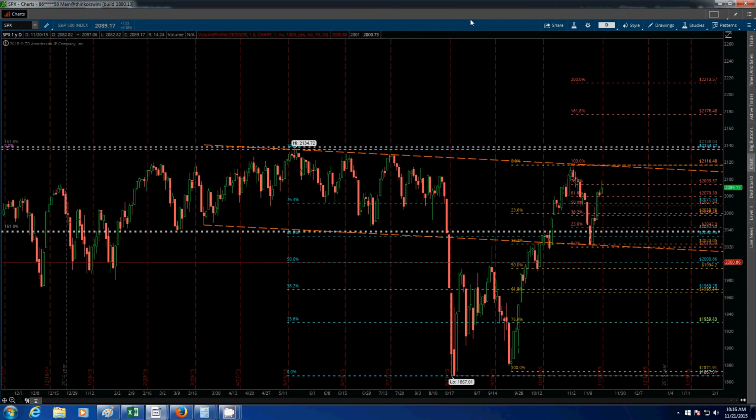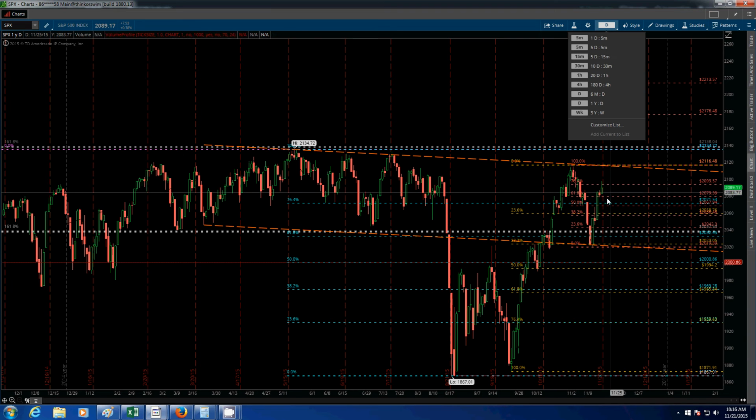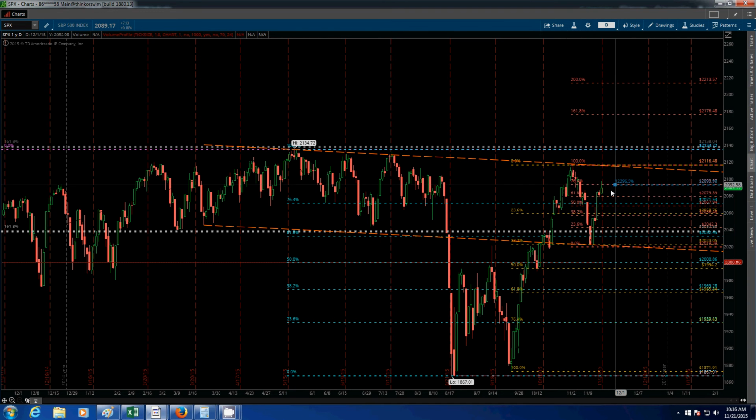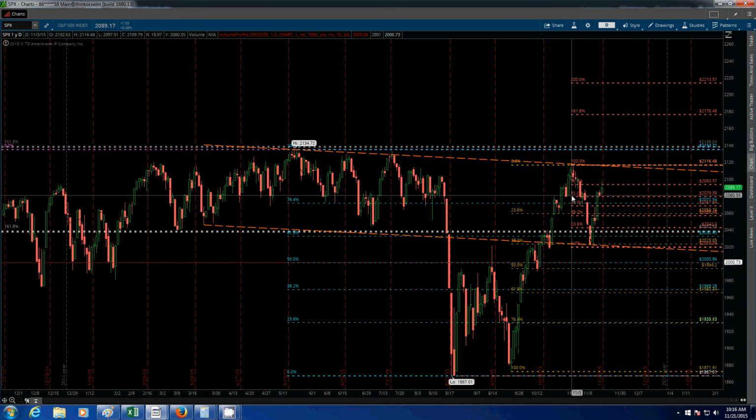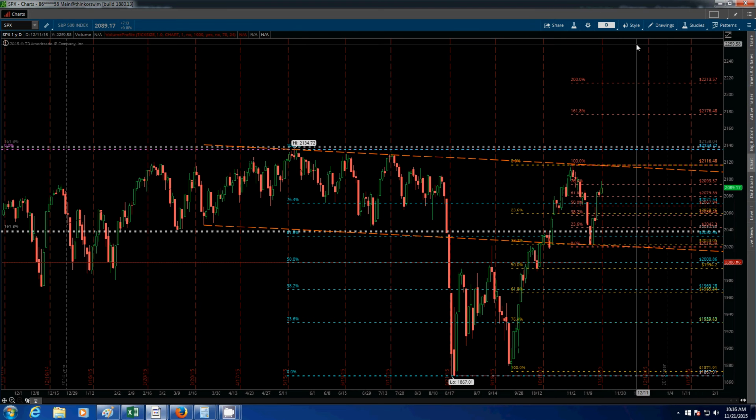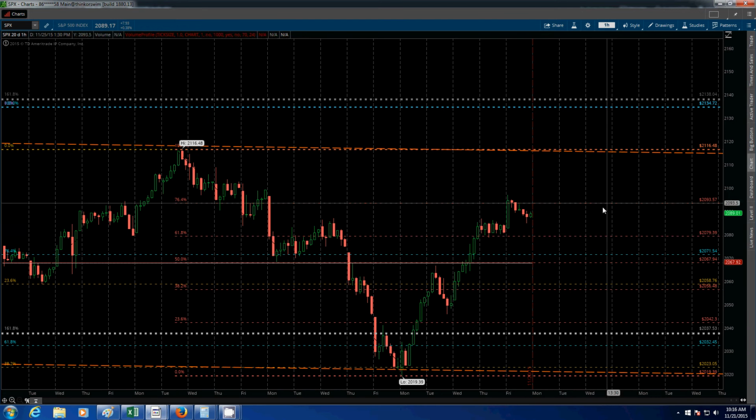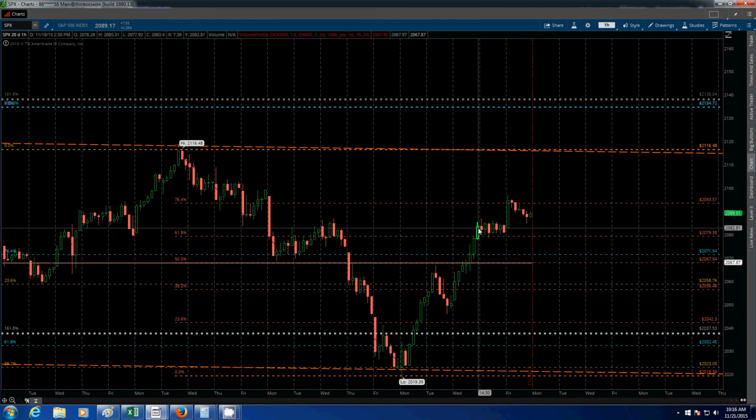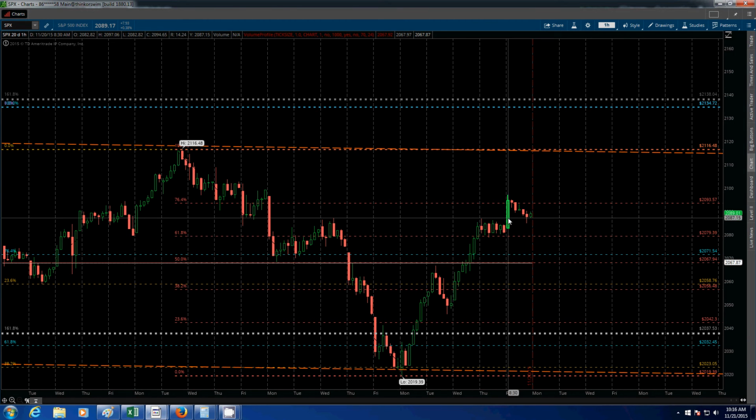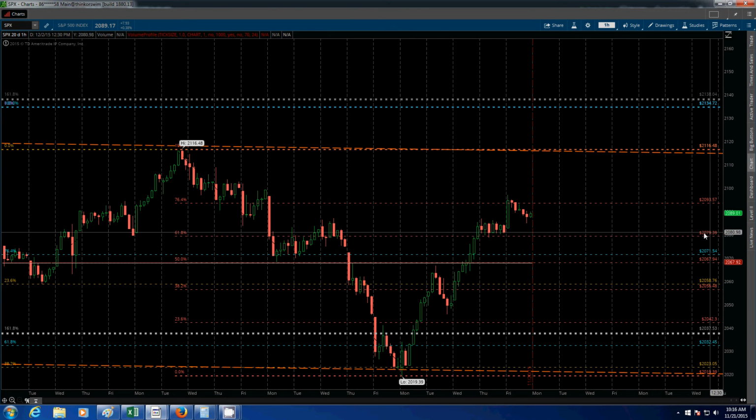What's really important to remember here is that we want to spend time and we want to kind of stall over these important numbers. The 61.8 is 2079.39. And that's really what we did on Thursday. We really built a decent base all day over the 61.8 value in here at the 2079 and change.